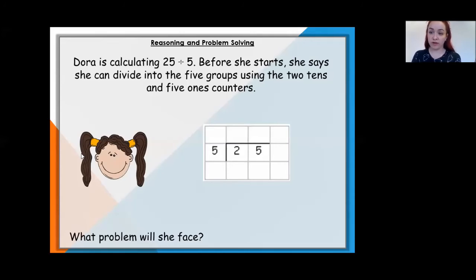For this one, I would suggest that you actually get out the counters. So make 2 10s counters and 5 1s counters. If you don't have anything you can use, get bits of paper and rip them up and write 10s and 1s on them and actually try and physically divide it up. I would have a little look at the 10s column. Can you divide the 2 10s into 5 groups? What do you think the problem might be?